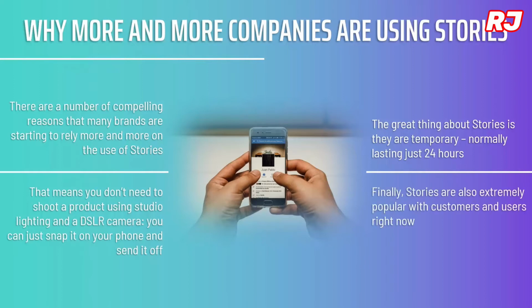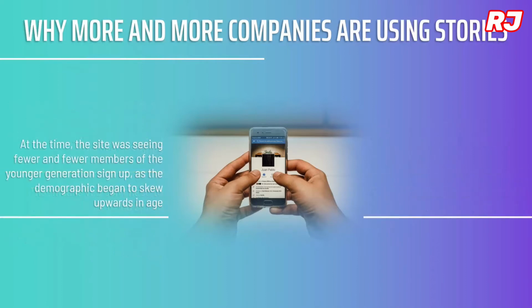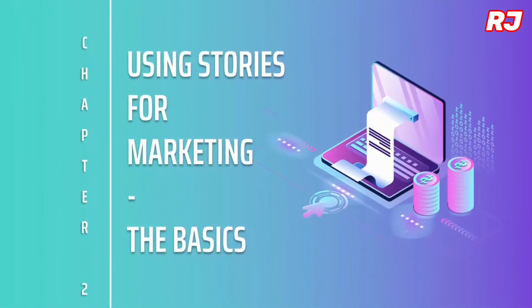Finally, stories are also extremely popular with customers and users right now. While it's better to stay away from such terms in marketing, stories are undeniably trendy. In fact, Facebook introduced stories to its platform for that very reason. At the time, the site was seeing fewer and fewer members of the younger generation sign up, as the demographic began to skew upwards in age. Meanwhile, Snapchat was enjoying a lot of success for a new option, and particularly among the younger contingent of users. Snapchat provided a way for kids to share messages that couldn't be held for posterity, and in a very immediate and fun manner. Facebook had to adapt to avoid becoming obsolete.